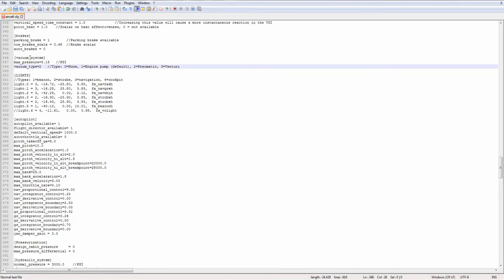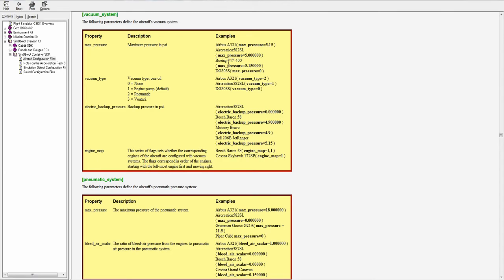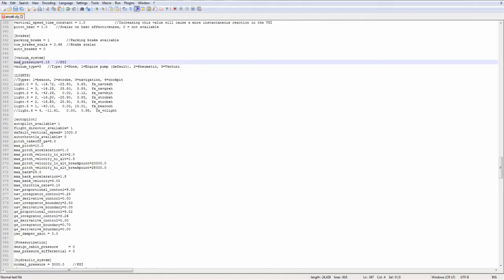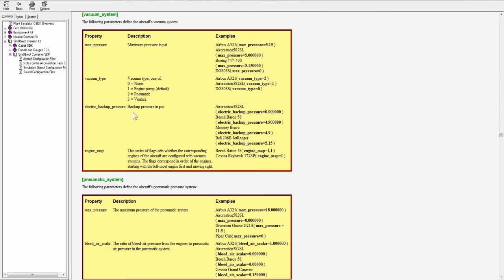Alright, so vacuum system. Max pressure, PSI. Just enter the maximum PSI value of the vacuum system. And the second one is the vacuum type. This is either 1 for engine pump, which is the default, 2 for pneumatic, which requires bleed air, and 3 for Venturi, which I believe is a passive system. 0 means no vacuum.